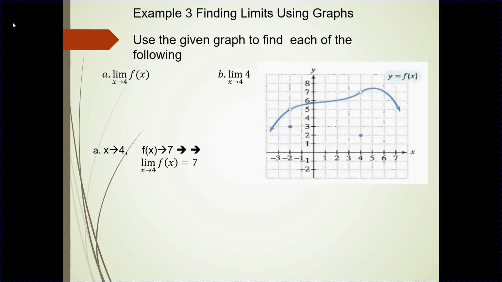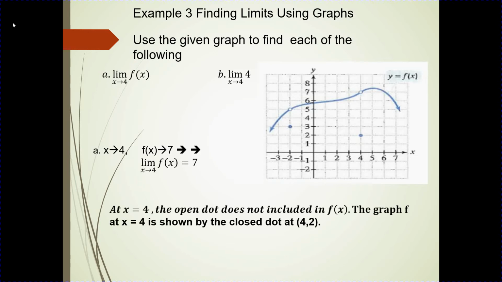The second one, the limit of f of x when x approaches 4. Here, the graph, the curve, is not continuous at 4. There is an open dot, but there is a closed dot at x equal to 4, where the value becomes 2. Therefore, at x equal to 4 the open dot is not included in f of x. The graph of f at x equal to 4 is shown by the closed dot at (4, 2). This means that the limit as x approaches 4 is equal to 2.